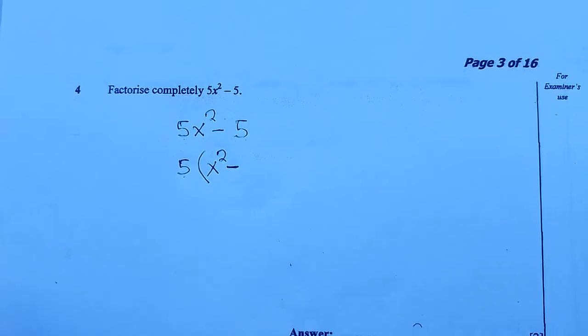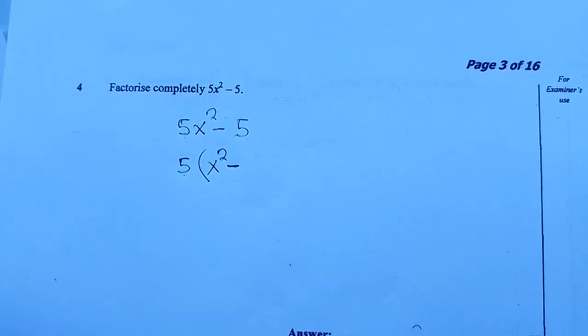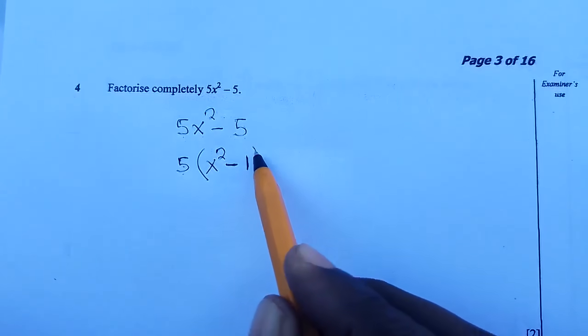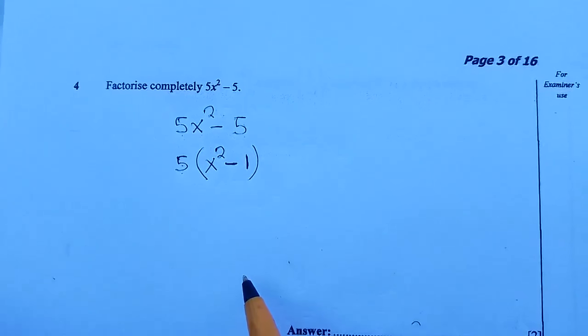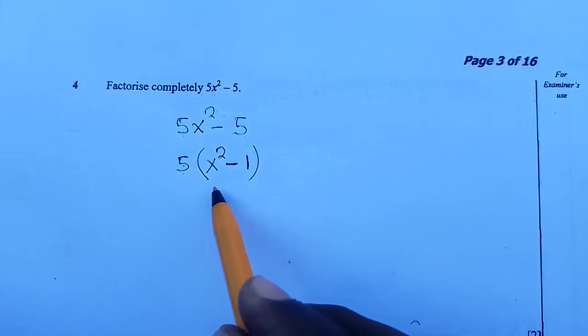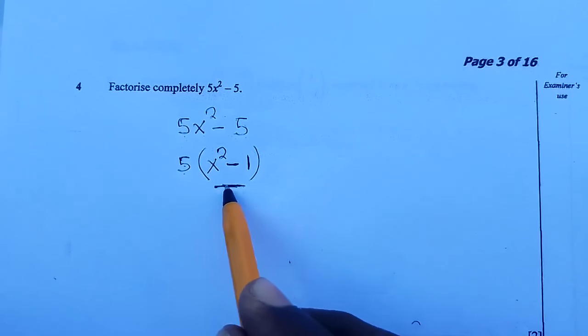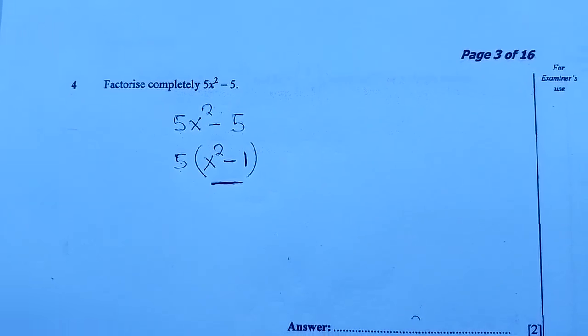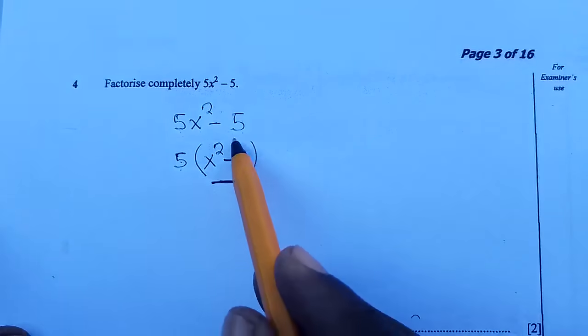Minus. This is what you're going to do. Then you say 5 into 5, it is 1. So you're going to put a 1 there. Then you do this. So this is just the same as the expression here, which is in the brackets there. This is called difference of two squares. So you can further factorize this.